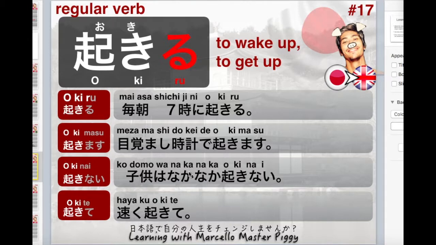So then you can say 子供はなかなか起きない. Now my child doesn't really wake up, so I'm in trouble. Okay, 子供はなかなか起きない。困ってます. I'm in trouble.